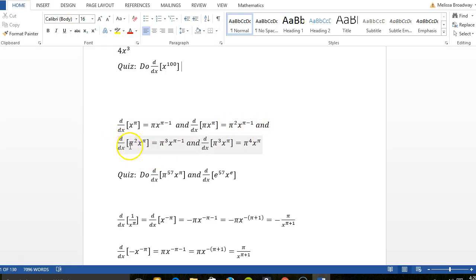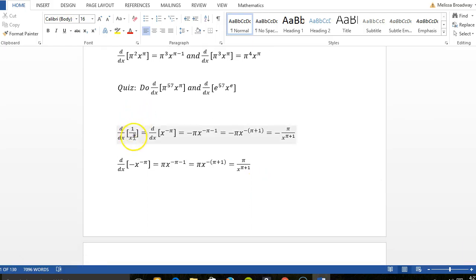And if you stick a pi squared out in front, you'll just do pi squared times this guy, and so on and so forth for pi cubed. I'll leave it for you to do these, okay? Now, if you notice here, I replaced pi with e. You just use e instead of pi. e is Euler's constant, approximately 2.71828. Okay.